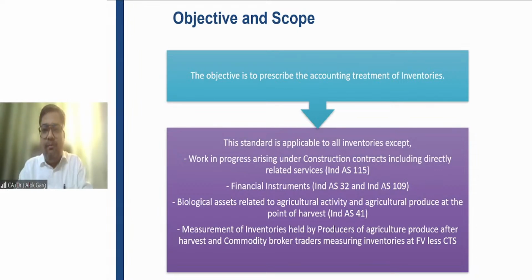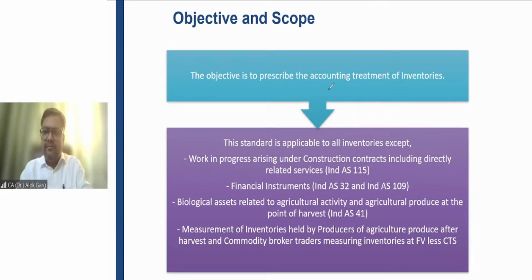Okay, now coming to the scope part. If I talk about scope, this standard is applicable to all inventories, right? What could be the inventories? For Maruti Suzuki India Limited, what is inventory? Maruti cars are inventories, right? For Tata Motors, again, cars are inventory, like Tata Nexon, Tata Punch. For Boeing or Airbus, what is the inventory? Aircraft are the inventory for Boeing or Airbus, right?